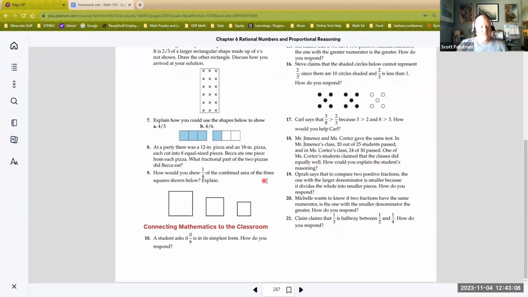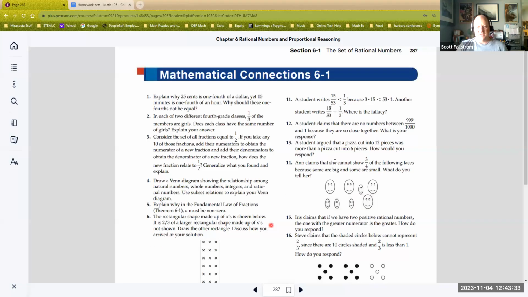How would you find 1/4 of the combined area of the 3 squares shown? There's actually quite a few different ways to do this, so I'm going to let you come up with a way that works for you. How would you get 1/4 of the combined area of these shapes? And next is 0/6 in simplest form. Remember what simplest form means. Link back to the definition. Simplest form does involve that GCD.